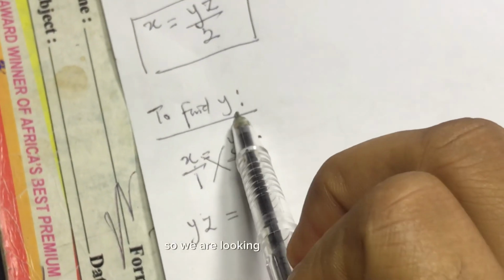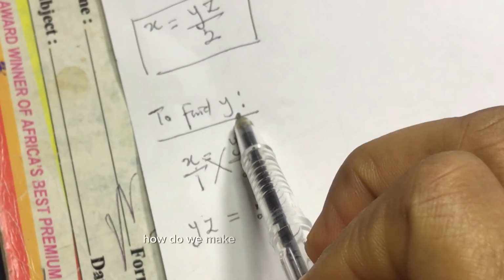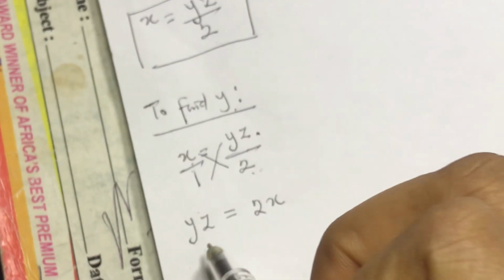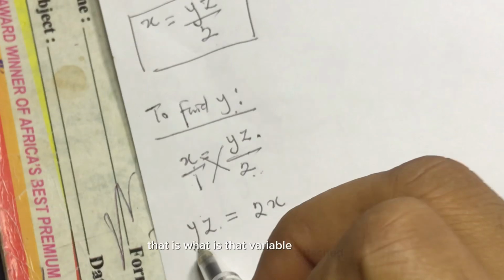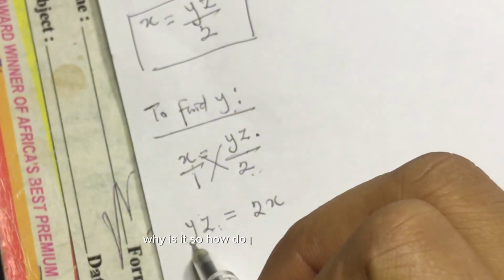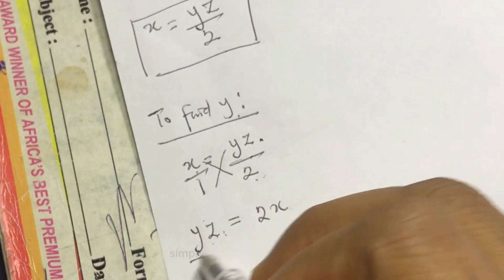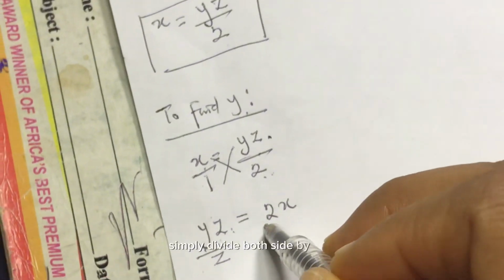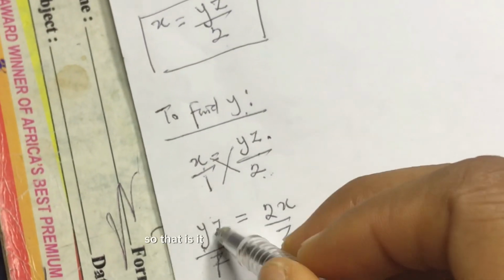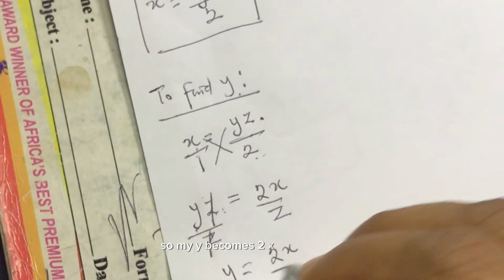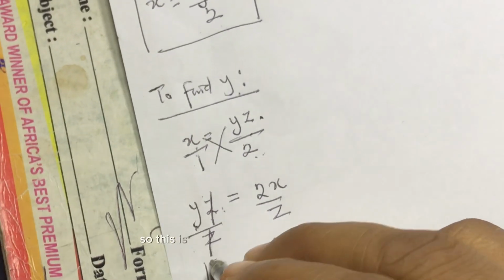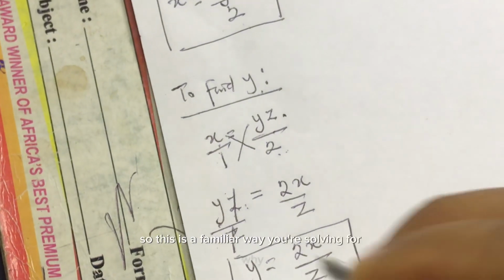So we are looking for Y. How do we make Y the subject of the formula? The coefficient of Y here is Z. That is, what is the variable attached to Y? It is Z. So how do I make Y to be alone? Simply divide both sides by Z, so that this Z cancels this Z and Y is left alone. So my Y becomes 2X divided by Z. This is the formula when you are solving for Y.